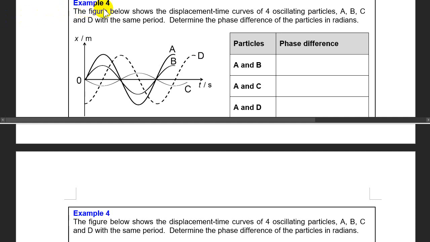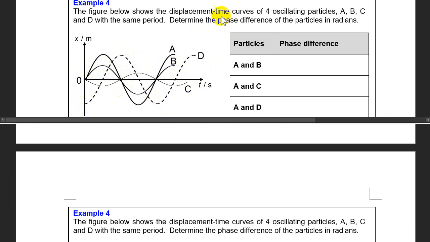Okay, example 4. The figure below shows the displacement time curves for 4 oscillating particles. So there are 4 objects oscillating right now. Object A, sine graph. Object B is also a sine graph. Object C is a negative sine graph. And object D is actually a negative cosine graph.